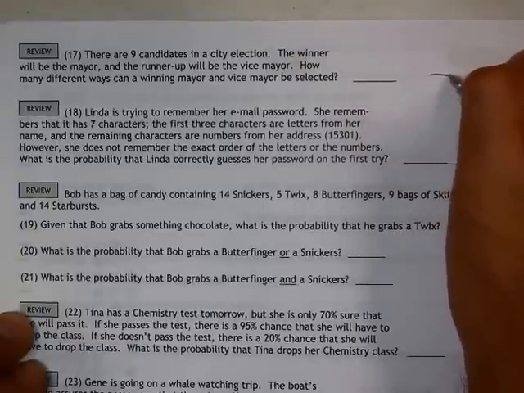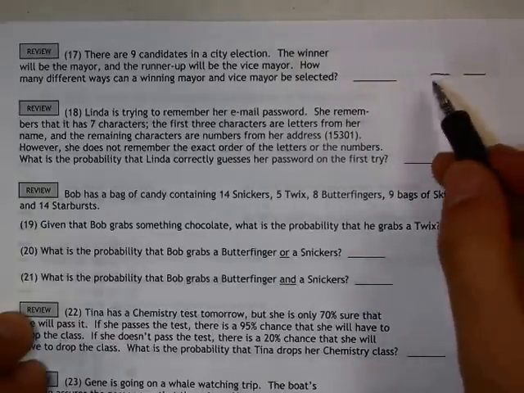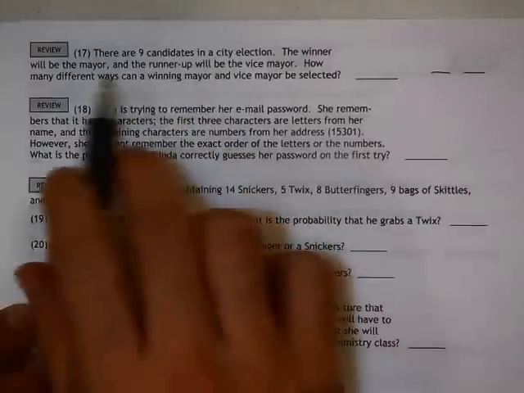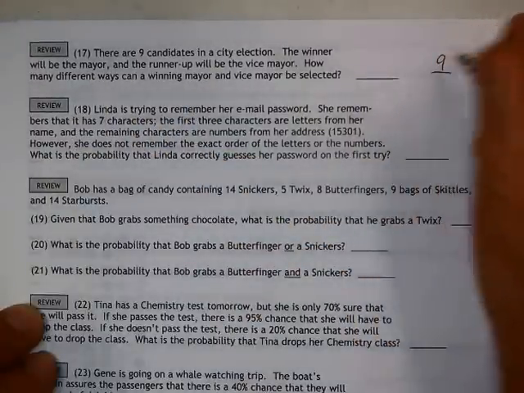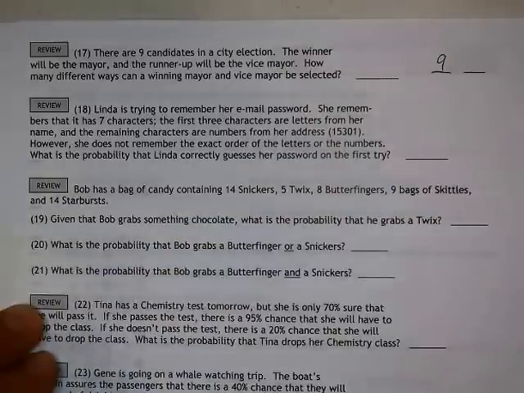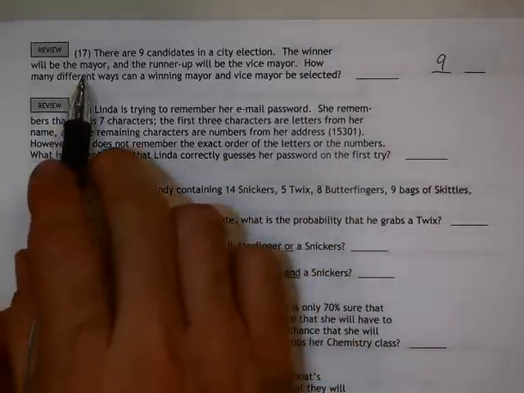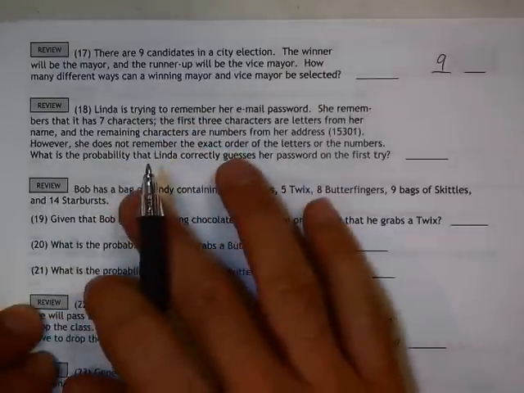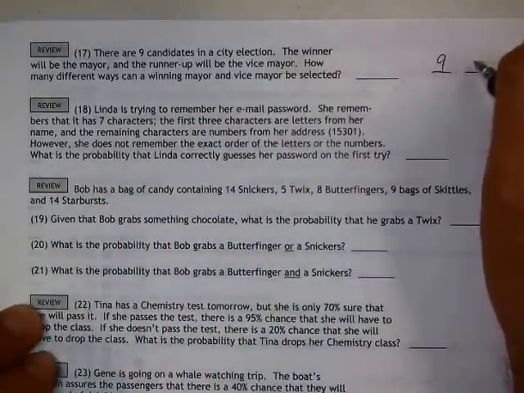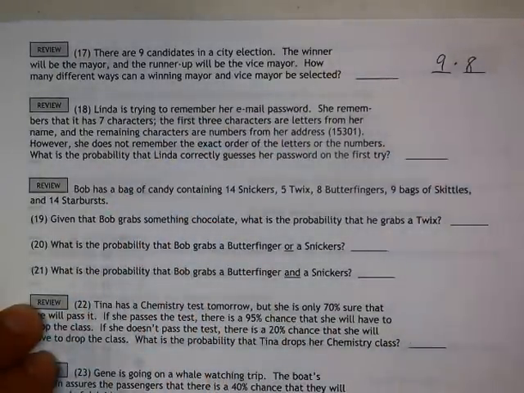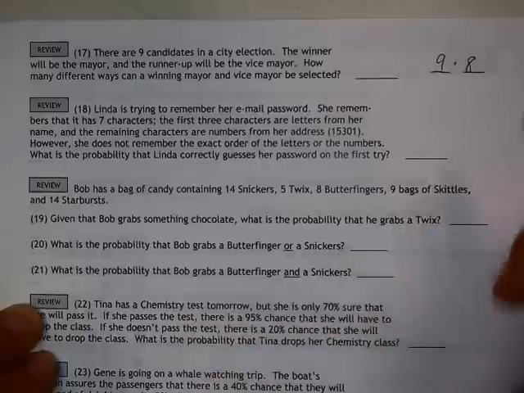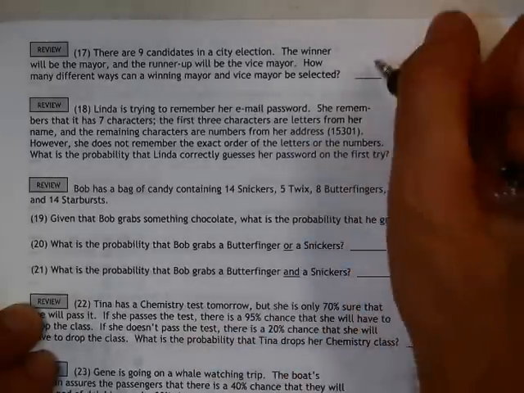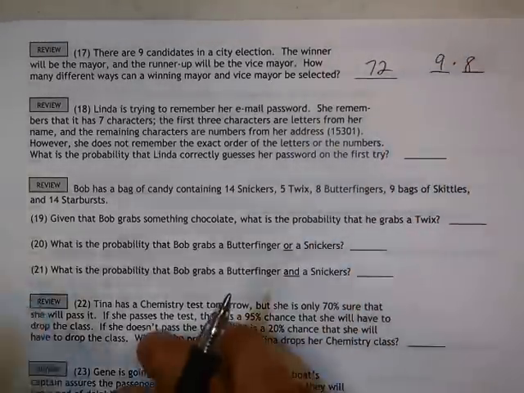Here we have 2 decisions to make. The first one is how many we can choose from for the mayor. There are 9 people in the election, 9 candidates. So we have 9 to choose from for mayor. And remember, once that mayor is chosen, then we don't have that person left for the vice mayor. So after they're chosen, there's 8 left over for vice mayor. And remember, we're just multiplying those 2 to get our total possible, which is 72.